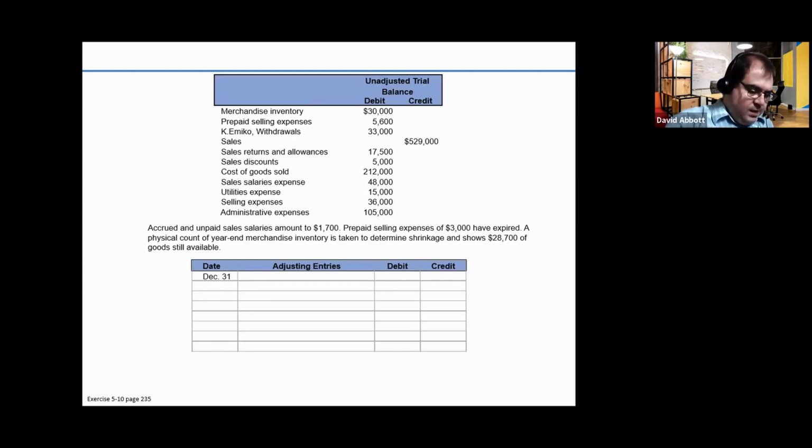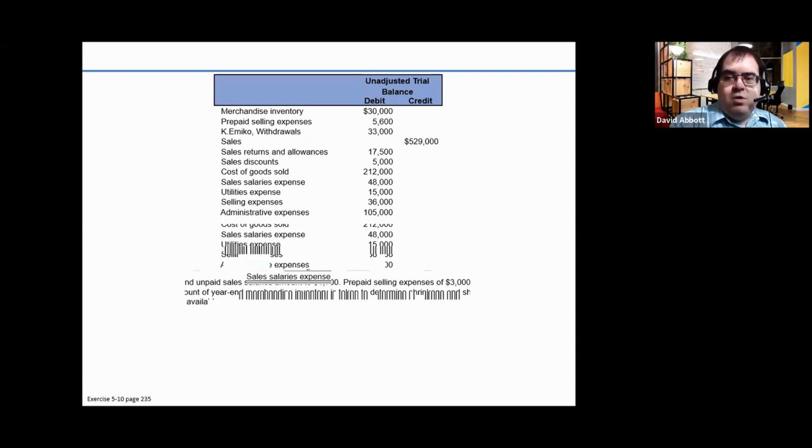The first thing that we're going to do is we have some expenses. So we have accrued and unpaid sales salaries in the amount of $1,700. And so we've dealt with this before in the previous chapter. So what we'll do now is you will go ahead and debit the sales salaries expense in the amount of $1,700, and then you will credit the sales salaries payable in the amount of $1,700.